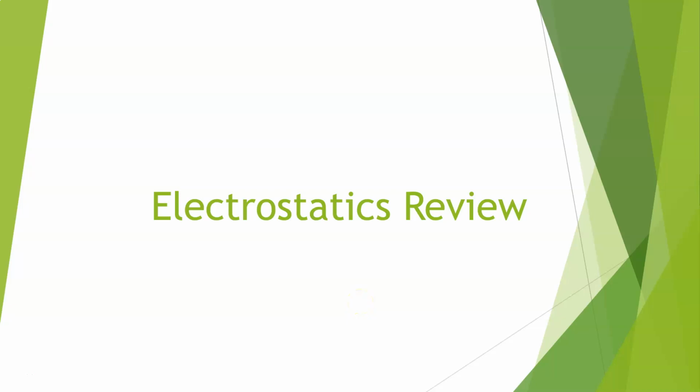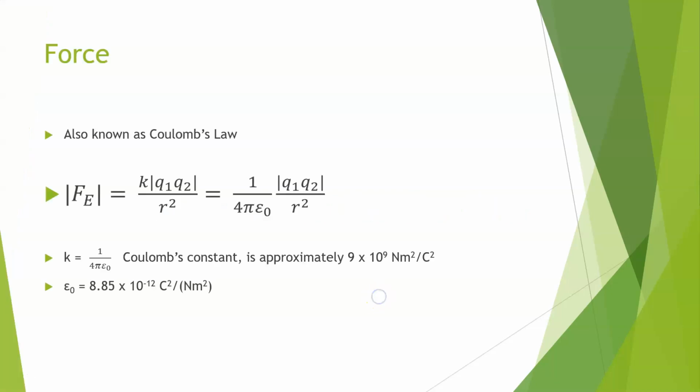Electrostatics was composed primarily of 5 different ideas, 4 primary equations that we dealt with: force, field, potential, and potential energy, and then the 5th thing being Gauss's law. So let's start with the electric force, also known as Coulomb's law.